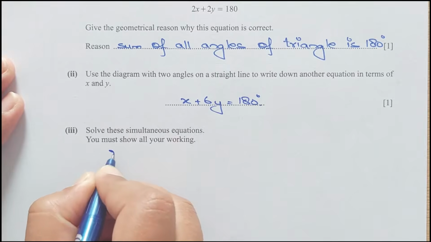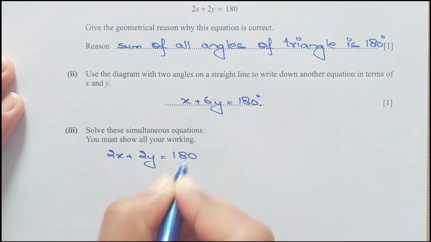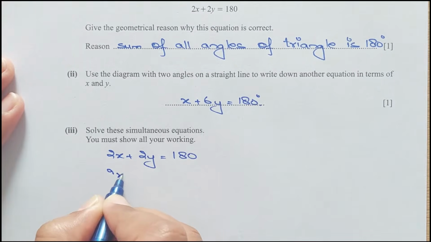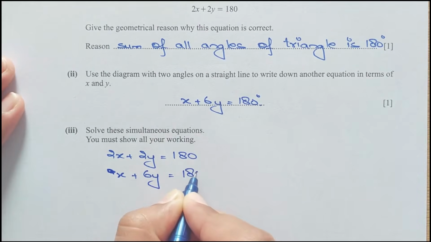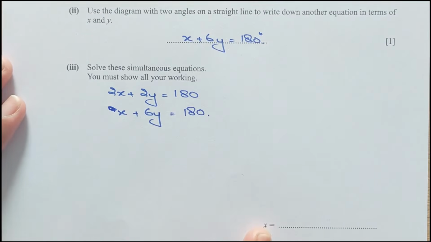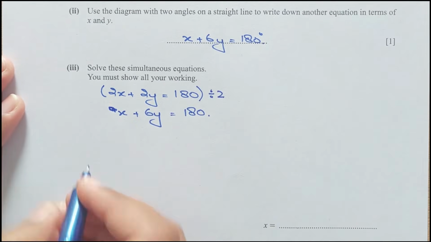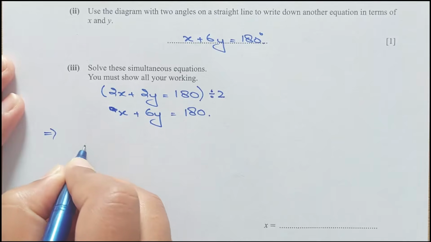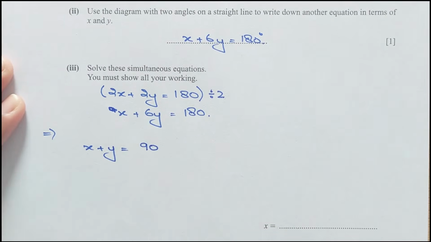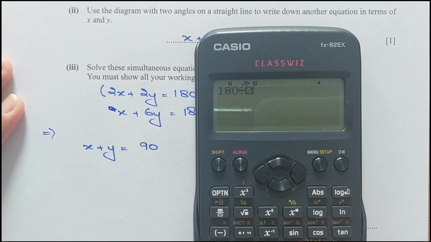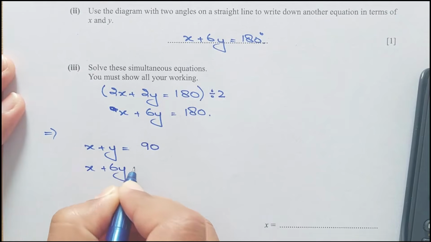So write down the two equations. We have the first is 2x plus 2y equals 180, and the other is x plus 6y equals 180, right? So if I divide the first equation by 2, here we have x plus y equals 90, because 180 divided by 2 is 90. Let me double check. 180 divided by 2 is 90, yes. And the second equation is x plus 6y equals 180.